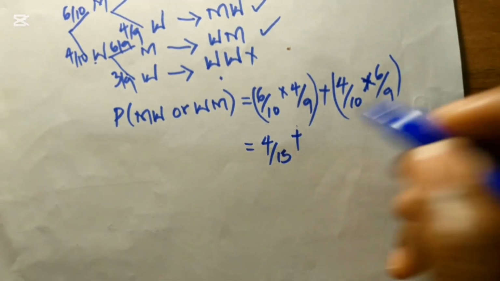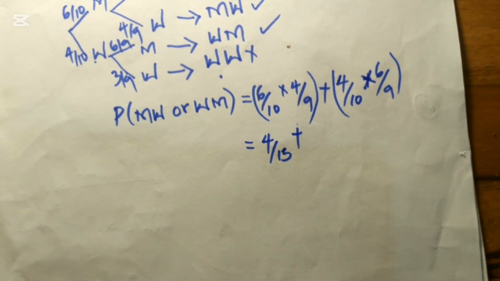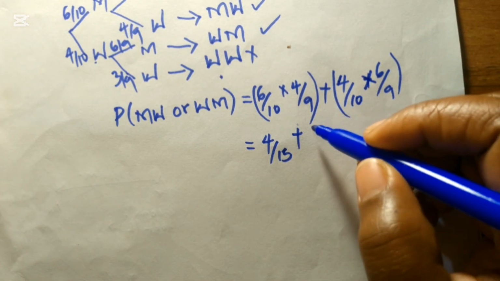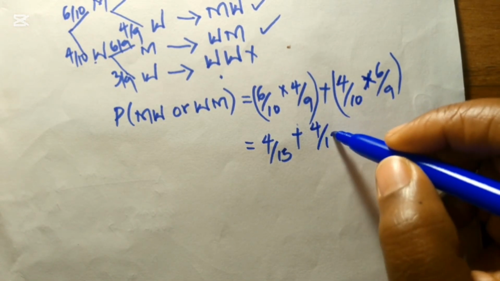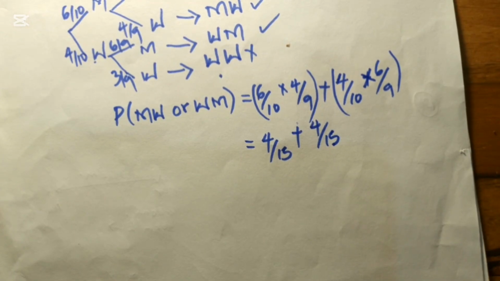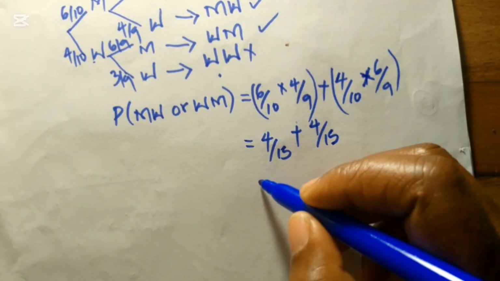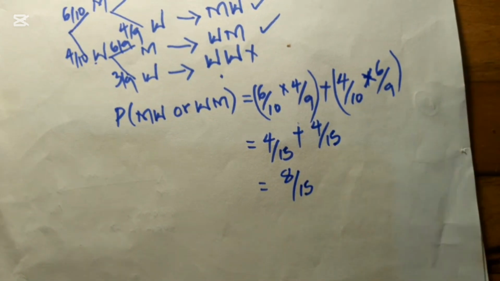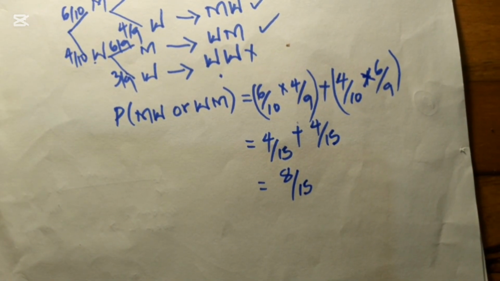Then plus 4 over 10 times 6 over 9 gives us again 4 over 15. Confirm that in your calculator. And this is supposed to give us 8 over 15. 8 out of 15.